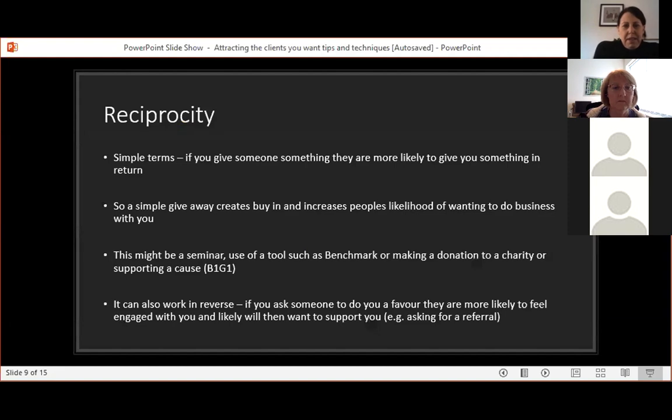Now, the first one of these is, I can't say the word today, Emma. Reciprocity. In simple terms, this means if you give something to someone, they are more likely to give you something back in return. And don't think of this as buying people. The naive thinking is that it's about giving them a bottle of wine and bribery. It's not about all that. It's about simple giveaways increasing the likelihood of people wanting to do business with you.